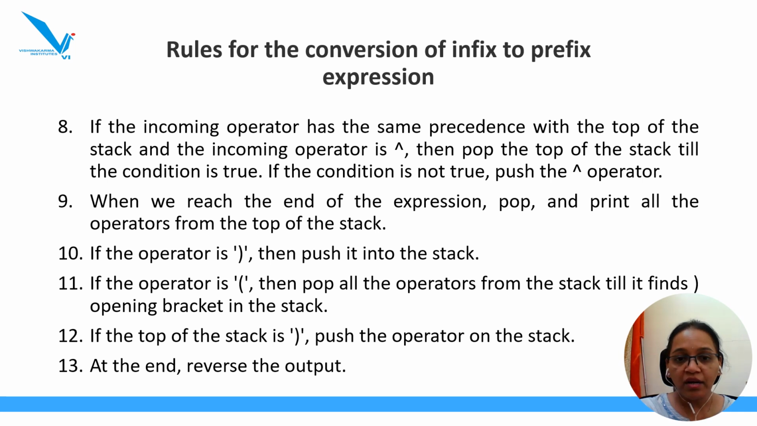Next is if the incoming operator has the same precedence as the top of the stack and the incoming operator is an exponent. That means in the stack also the exponent operator is on the top and you are scanning the exponent operator from the expression. Okay. So both are exponent. Top is exponent, incoming is also exponent. Then what you have to do? Then pop the top of the stack till the condition is true. Okay. If the condition is not true, then you have to push the exponent operator. So until and unless it remains the same, you have to pop. And when there is any other operator, then only you have to push.